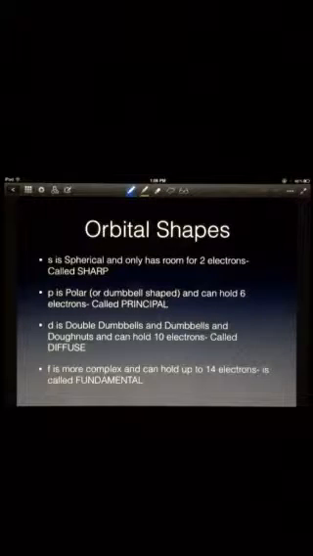D is a double dumbbell, and dumbbells and donuts. That's what I'll refer to it as. It can hold 10 electrons. It is your transition block. Formally, it's called diffuse. And F is more complex. We generally say it holds 14 electrons. It is your inner transition metals. It's also called fundamental formally.